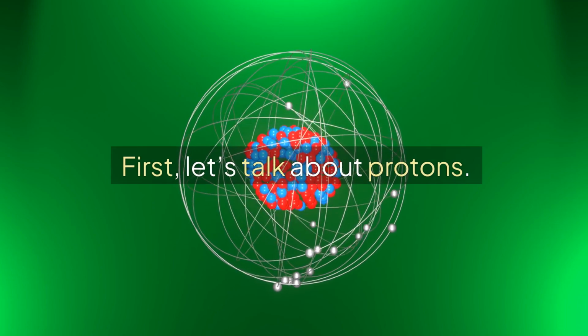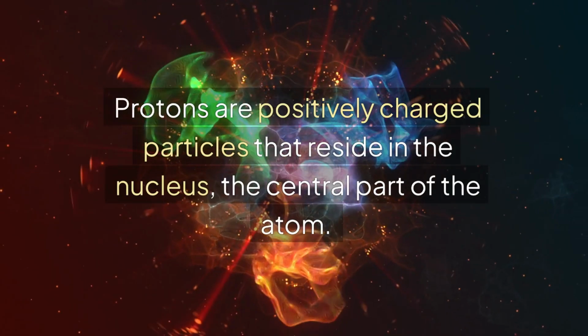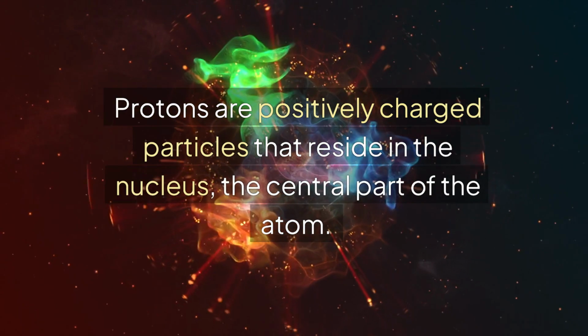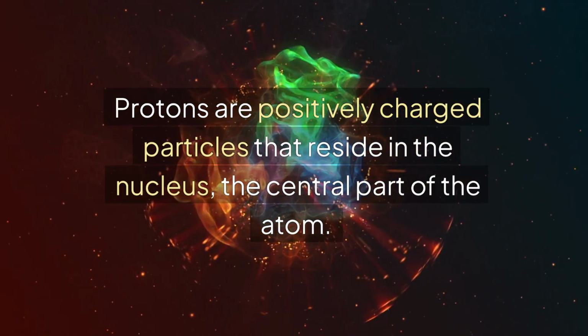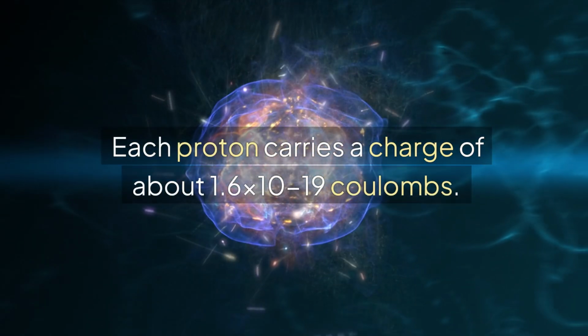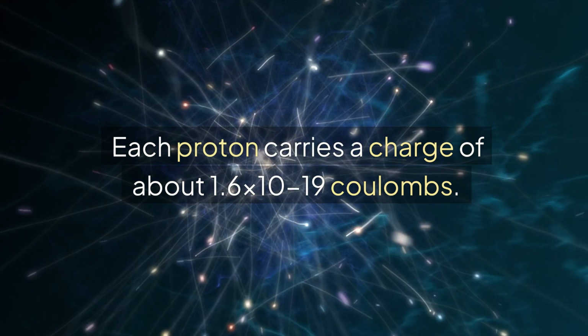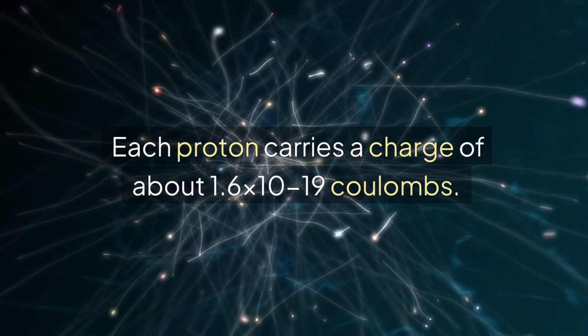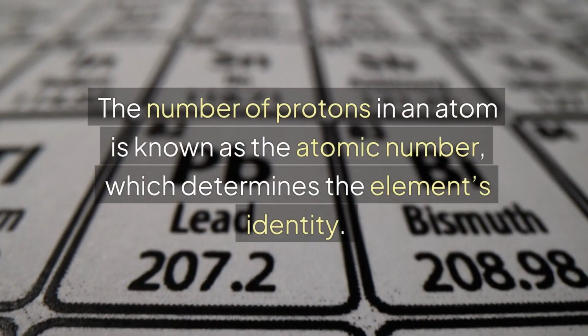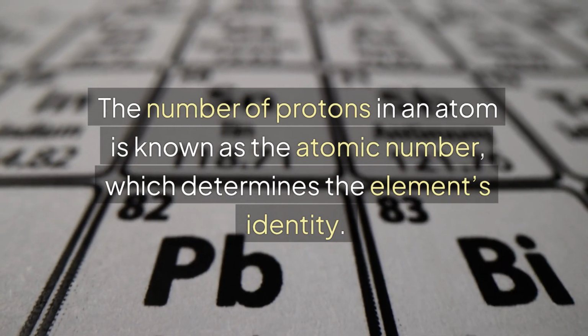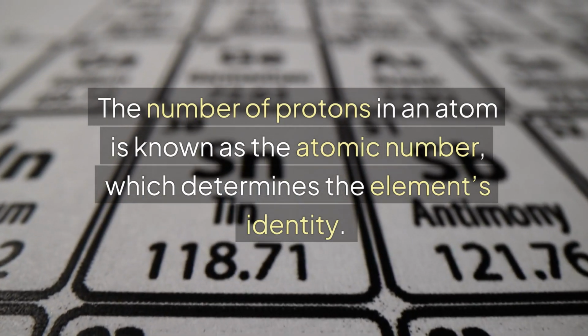First, let's talk about protons. Protons are positively charged particles that reside in the nucleus, the central part of the atom. Each proton carries a charge of about 1.67 × 10^-19 coulombs. The number of protons in an atom is known as the atomic number, which determines the element's identity.